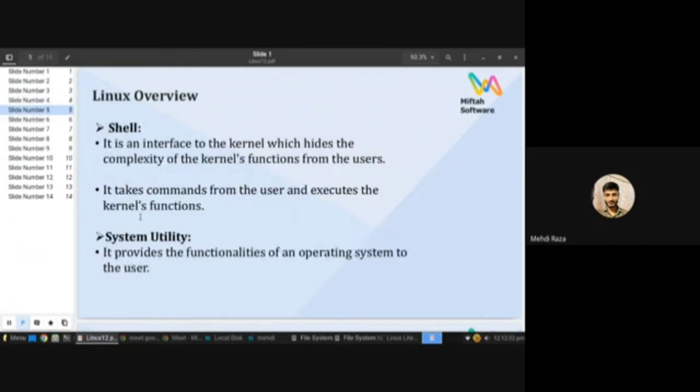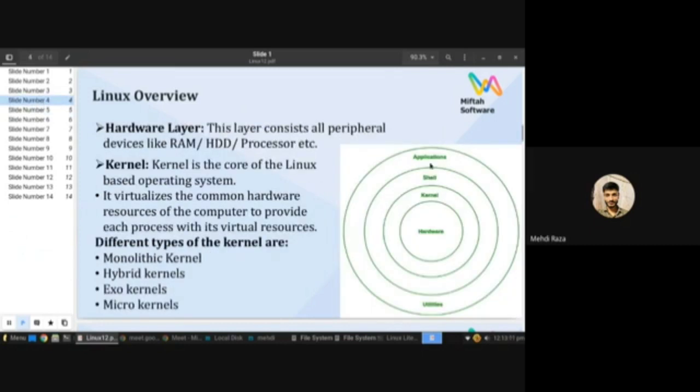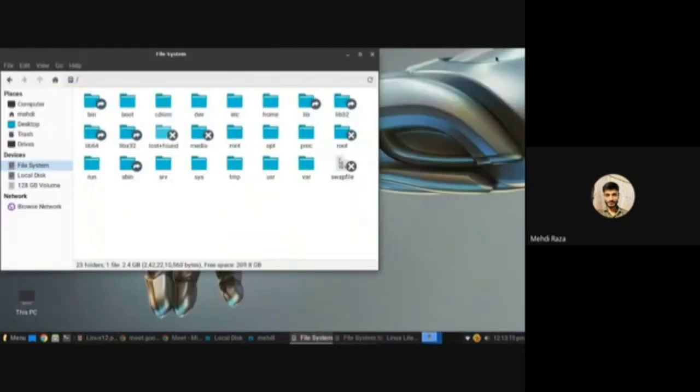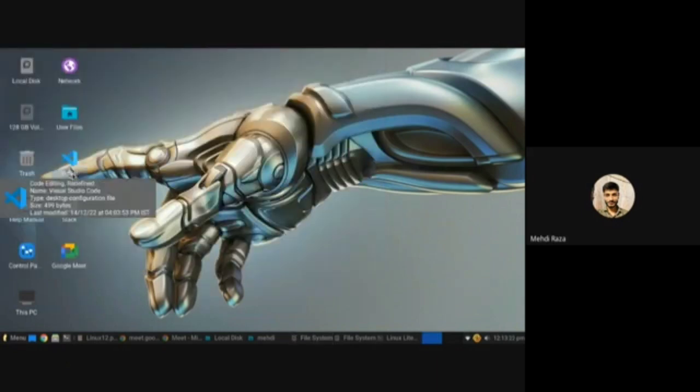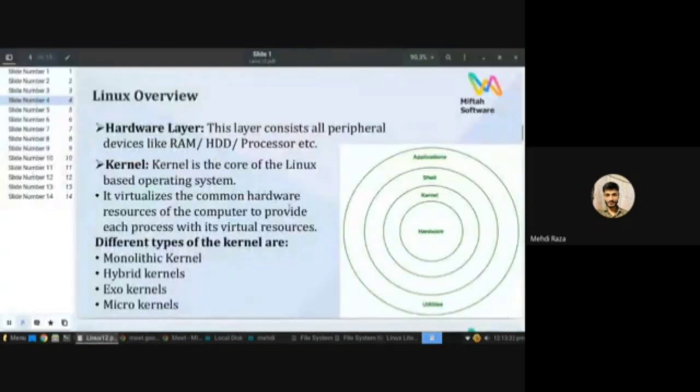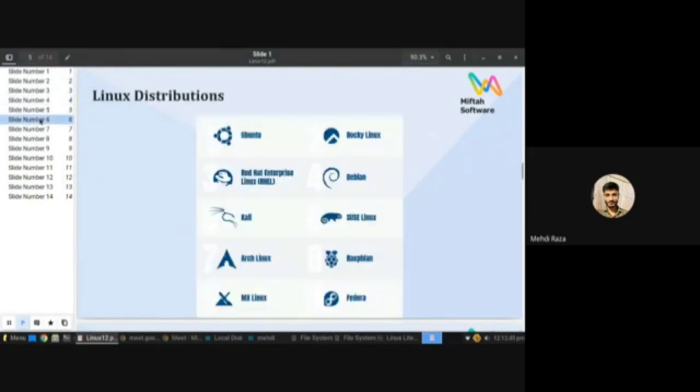So now we are talking about the system utility. What is a system utility? System utilities are nothing but the applications which we are using in our operating system. Just like I just showed you, this Visual Code is also an application, third party we can say, Slack, Google Meet, all of those things are applications. So these are the application utilities. So that is an overview of the Linux operating system.